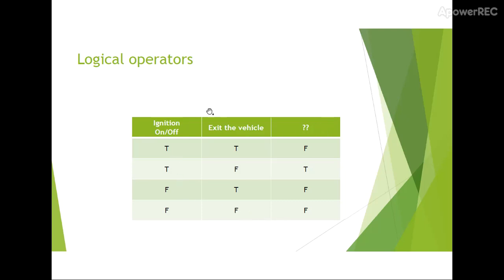What we have in this table is the values true or false for the ignition switch, which can be either on or off. On is equal to true and off is equal to false, of course. And we have the values for the exit the vehicle switch, which can also be either true or false. So when the exit the vehicle switch is true, that means we want to stop the program, and when it is false, that means that the program continues running.